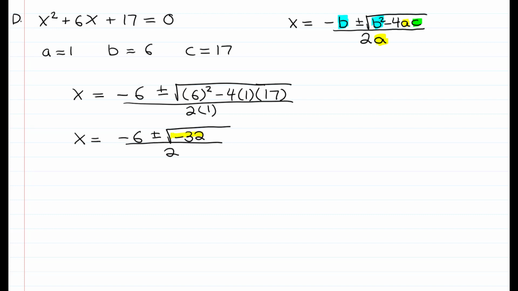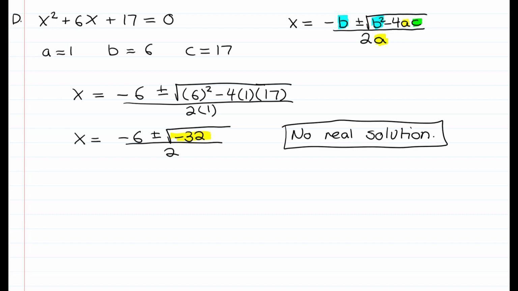But we know that we can never have a negative inside the square root. So what this tells us is that there's no real solution to this quadratic equation. And that can happen. We might not have a solution.